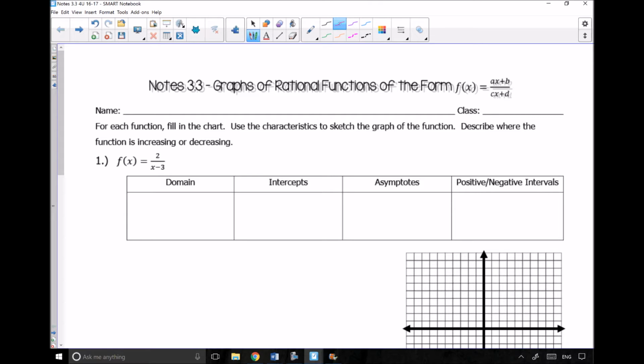So first of all, how is this in the form f of x equals ax plus b over cx plus d? So over here, I can say that my a value is 0, the b value is 2, because in my numerator it's just 2. Then the c value is 1, and the d value is just -3, okay?